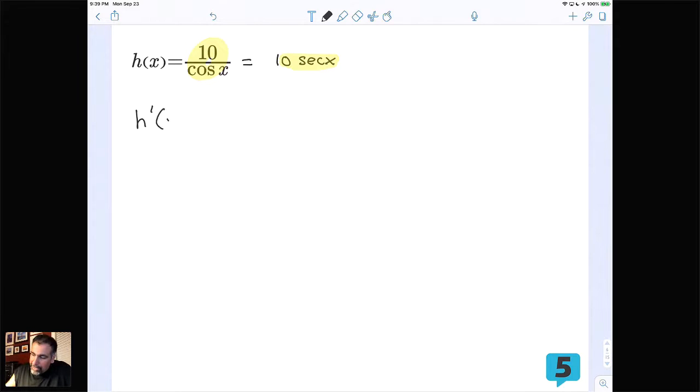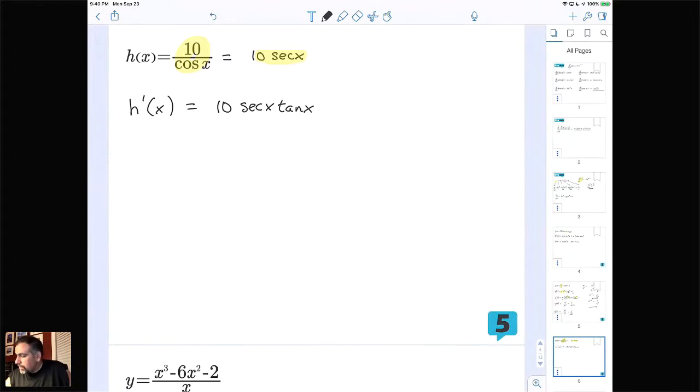So the derivative of the left-hand side is h prime of x. On the right-hand side, 10 gets a free ride. And now the derivative of secant, well, secant times tangent. So there's my second secant, and there's my tangent. So that's just going to be 10 secant x tangent x. Knowing your pre-calculus, your trigonometric manipulations, your algebra manipulations, is extremely helpful when you're talking about these derivative problems. Let's take a look at the next one.